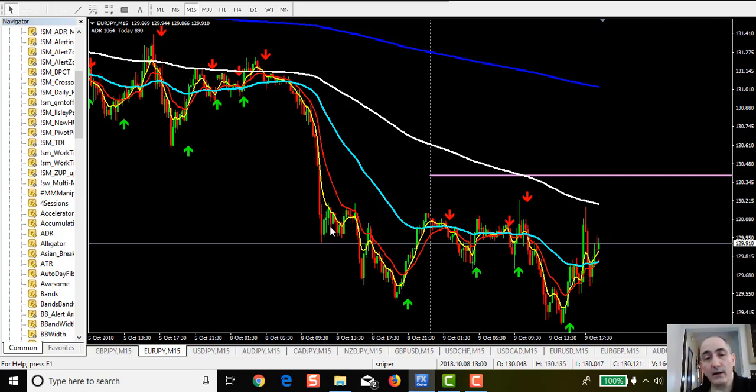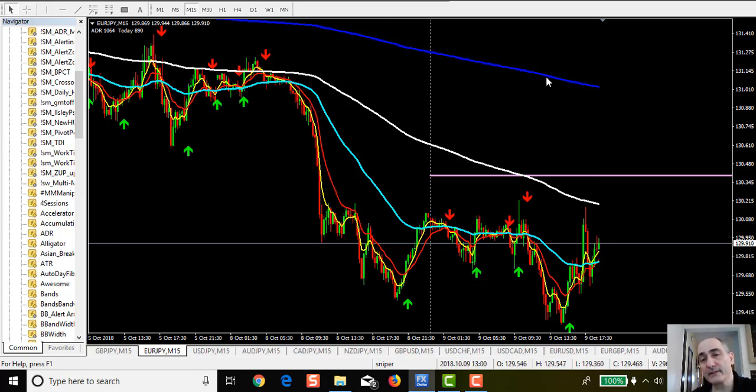And so the yellow moving average is the 5-day moving average. The red is the 13-day. The aqua line here is the 50. The white line is the 200. And the blue line is the 800. So those are the moving averages that I have installed.